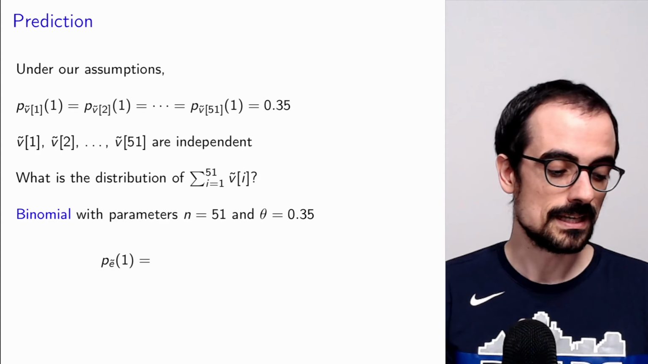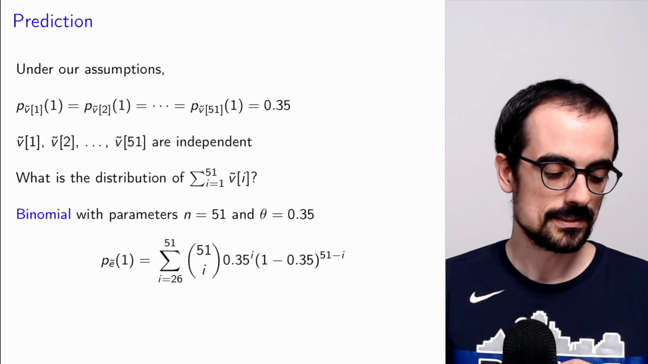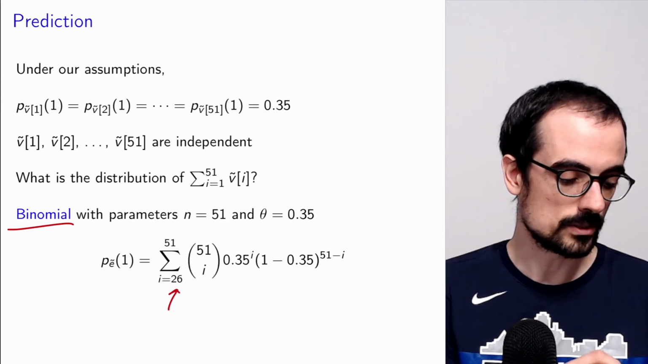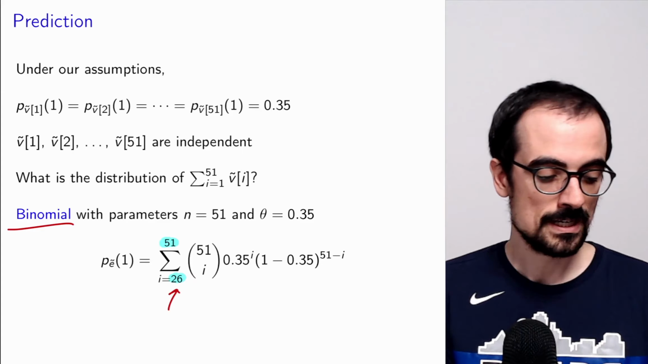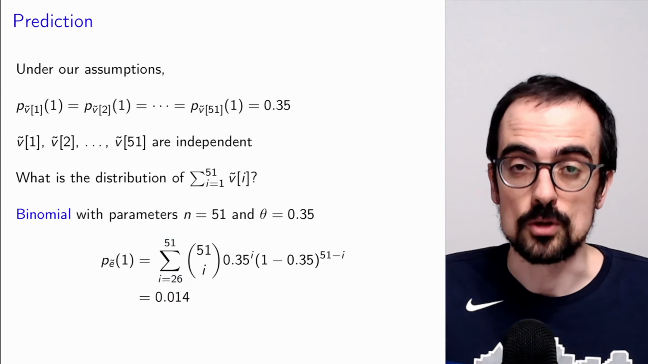So what's the probability that the election, this random variable that represents the election, is equal to 1? That's the probability that this binomial is greater than 25. So that's why we sum it from 26 to 51. And the probability that we get is 1.4%, very small.